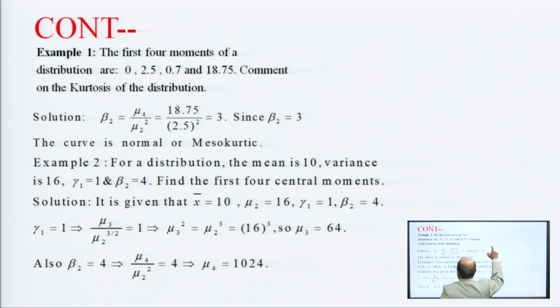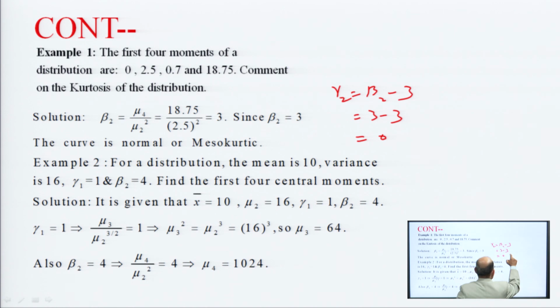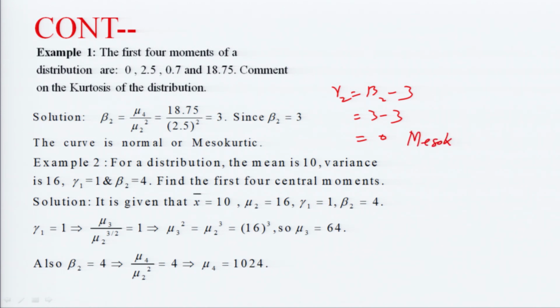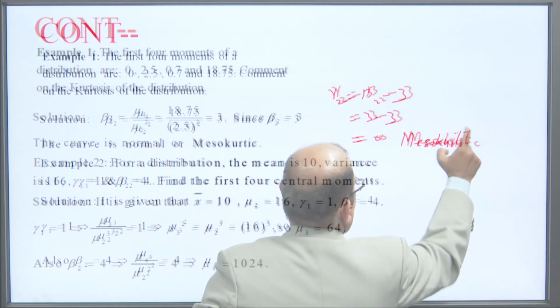Gamma 2 is equal to beta 2 minus 3, which is 3 minus 3, that is 0. It is mesokurtic, which means we get a normal curve.